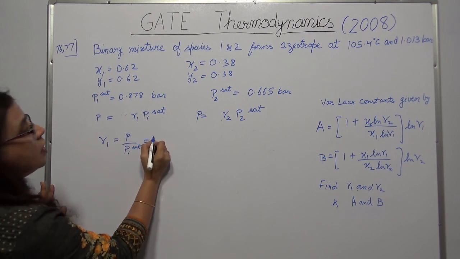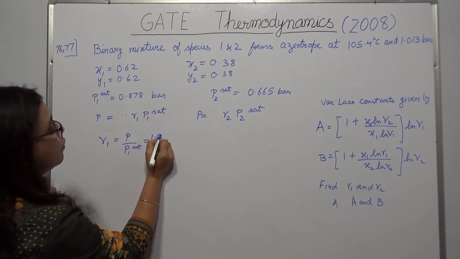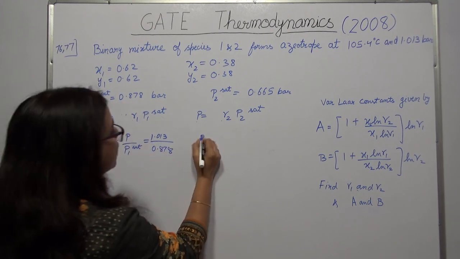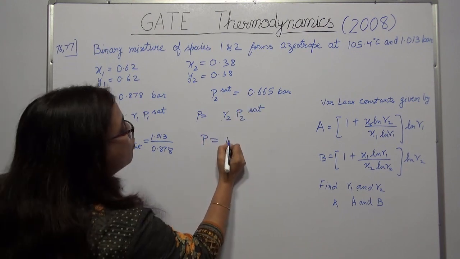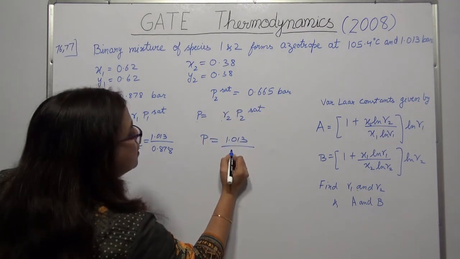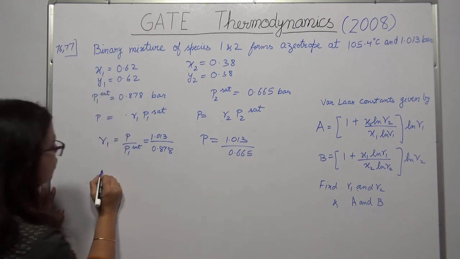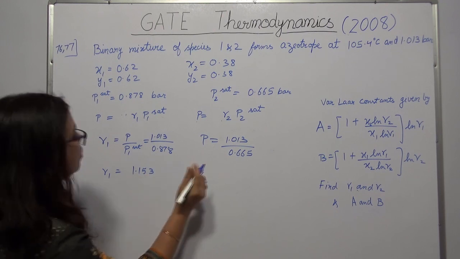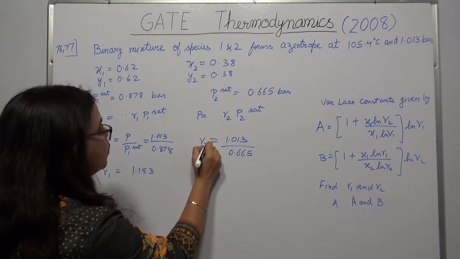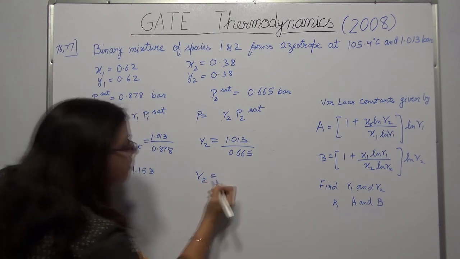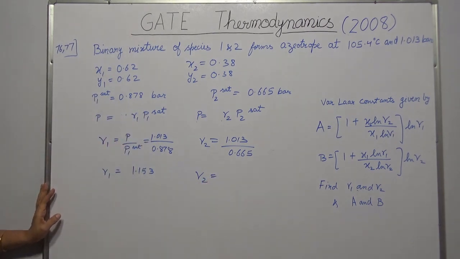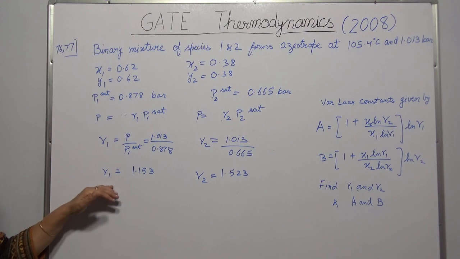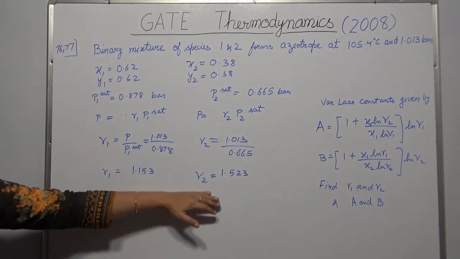My P is 1.013 bar divided by P1 saturation, so 0.878, and over here that will be 1.013 divided by 0.665. So my gamma 1 is 1.153. And your gamma 2 will be equal to P upon P2 saturation, and the value is 1.523. So I have now obtained my values of gamma 1 and gamma 2.